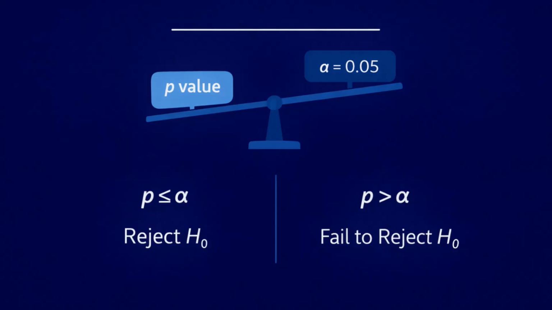The decision rule compares the p-value to the significance level. If the p-value is less than or equal to the significance level, we reject the null hypothesis. If the p-value is greater than the significance level, we fail to reject the null hypothesis. This comparison turns evidence into a formal decision.